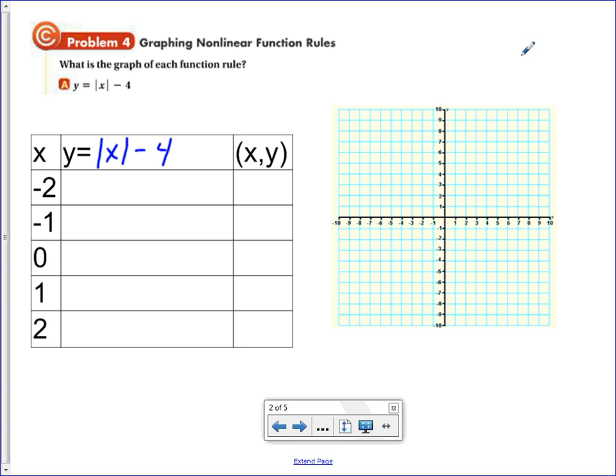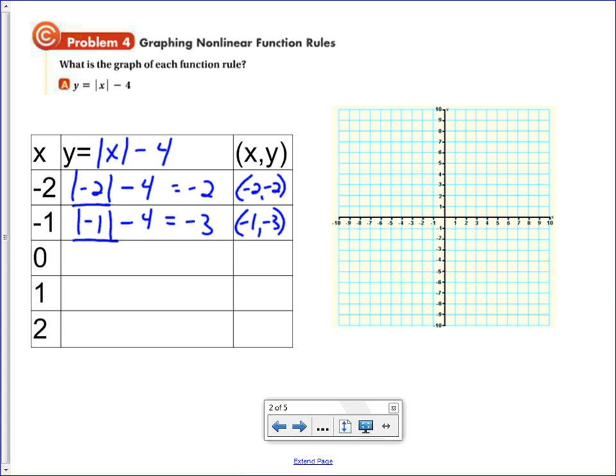So if I put in a -2, I'd have the absolute value of a -2 minus 4, which is a +2, minus a 4, which is going to give me a -2. So it would be -2, -2. If I put in a -1, I'd have the absolute value of a -1 minus 4. The absolute value of a -1 is 1. 1 minus 4 is -3. So I'd have the ordered pair -1, -3.